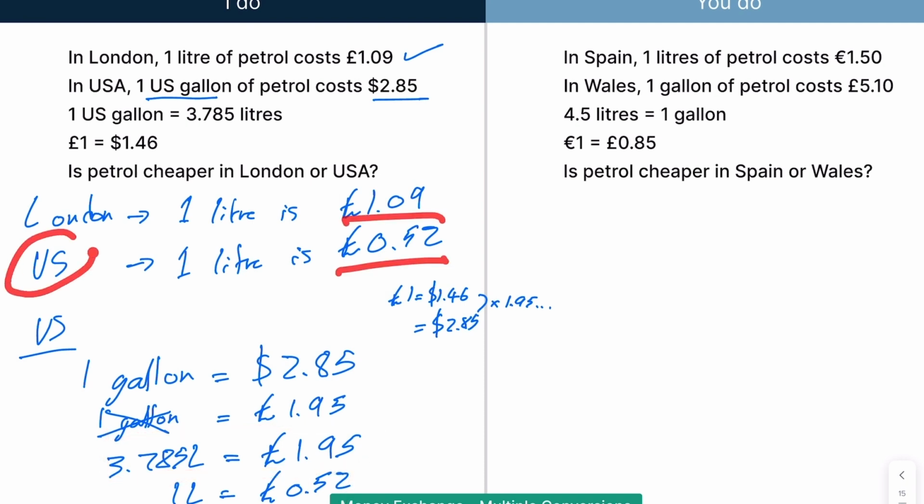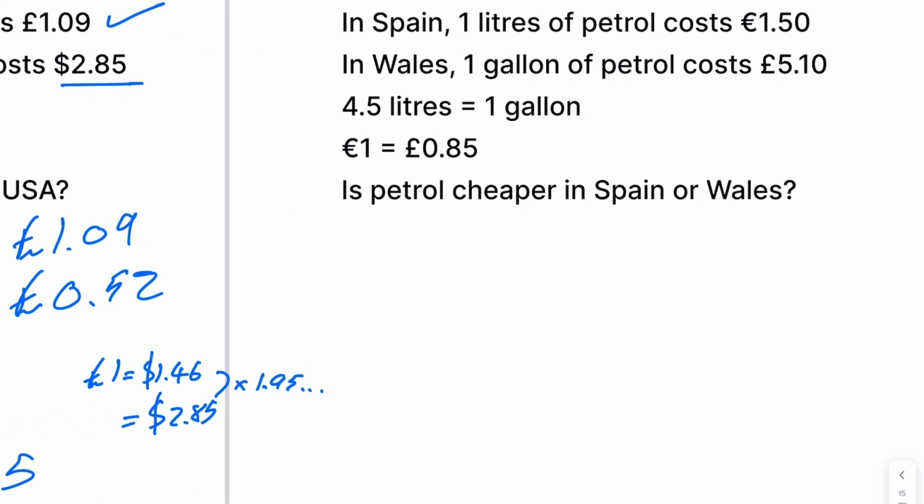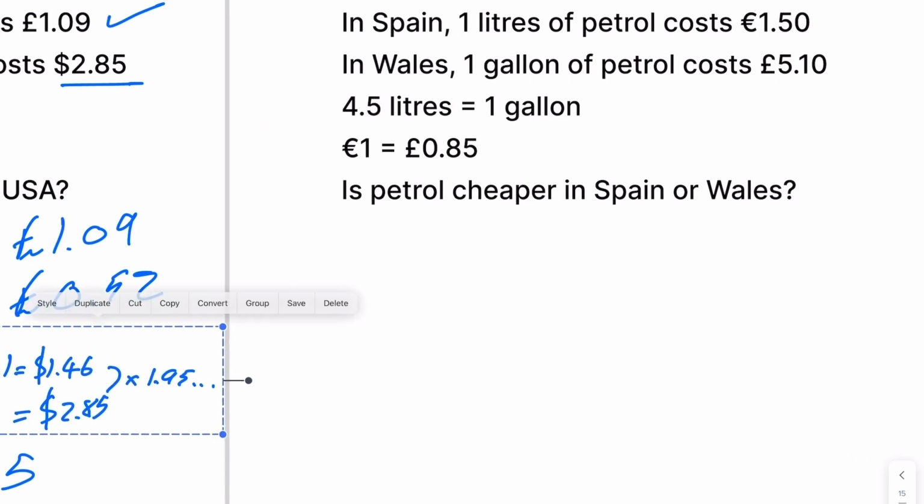So US is cheaper. So I can just write here, US is cheaper. Now, again, hopefully you have pressed pause and had a go at the example on the right. Now, I will zoom in a little bit here, so it's a little bit easier for me to work with, and I've got a bit more space. So let me just move this back over to the left.